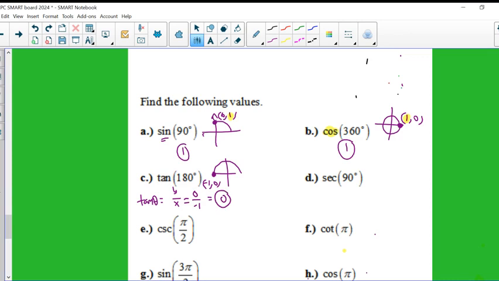Okay? And then secant of 90 degrees. 90 degrees we know is up here at the top. That's 0, 1. Secant is the reciprocal of x. So 1 over 0. But that's a problem. 1 over 0 is undefined. So in this case, our value does not exist, or DNE.